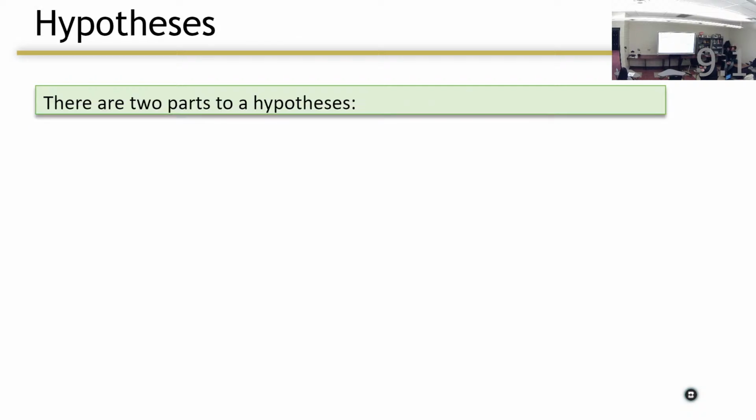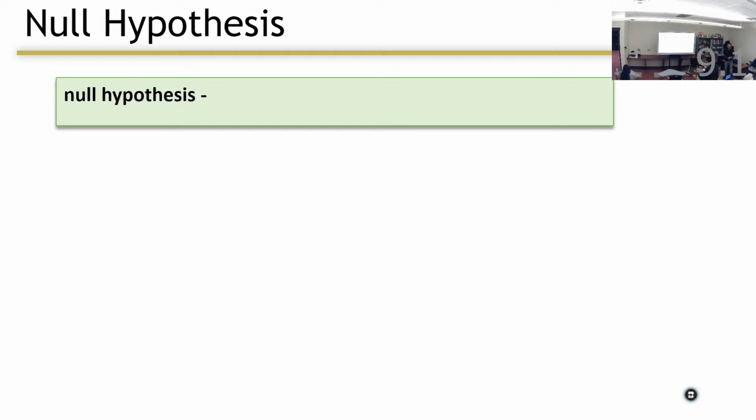There are 2 parts of a hypothesis. A hypothesis is something we have to do in this claim. You know a hypothesis is like an educated guess in science, but ours is just a little bit different. So the first part of the hypothesis is the null hypothesis, H sub naught, H sub 0.